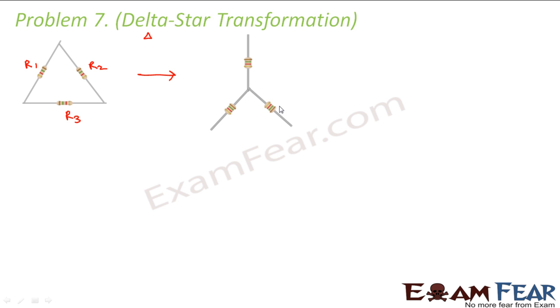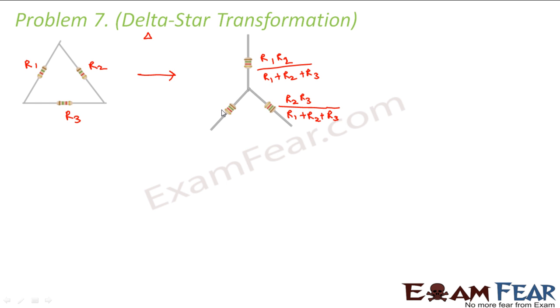The three resistances can be transformed into this pattern such that the resistance here will be equal to the product of these two resistances, R1 R2, divided by the sum of all three resistances. Similarly, the resistance which comes in between two resistances will be their product. For example, this resistance comes between R2 and R3, so it will be equal to R2 R3 divided by R1 plus R2 plus R3.